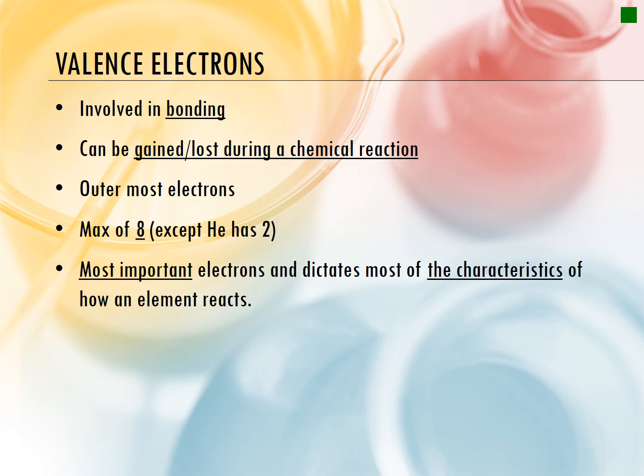All right, so what the heck is a valence electron? Well, valence electrons are the electrons of an atom that are involved in bonding. These are the only ones that are gained or lost during a chemical reaction, and that's what we care about as chemists. What can you lose or gain? Which electrons are involved in these bondings, in these chemical reactions? They are the outermost electrons.